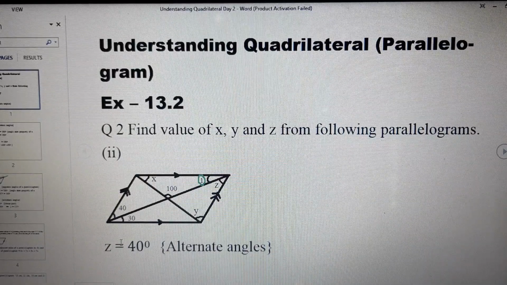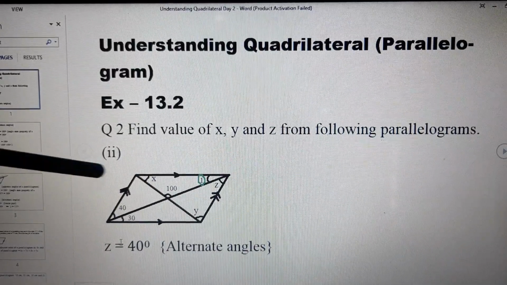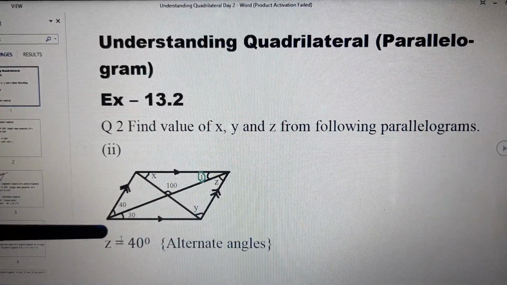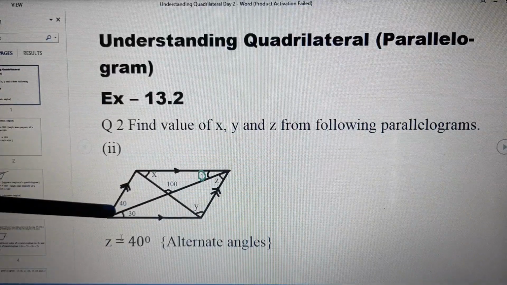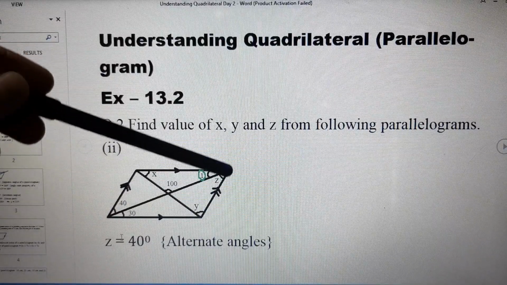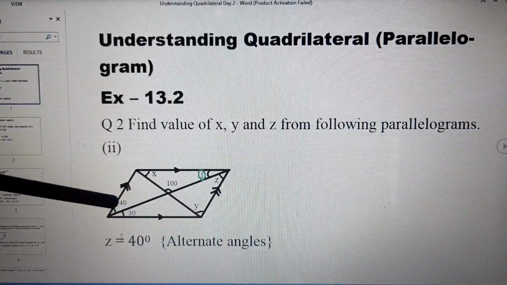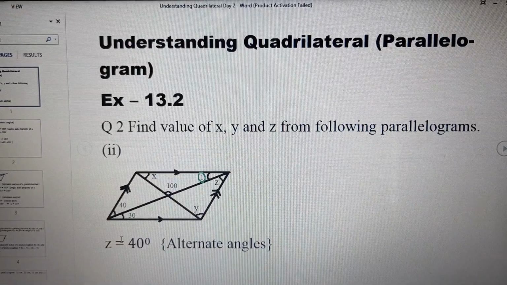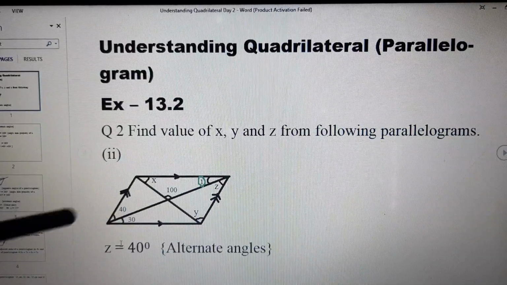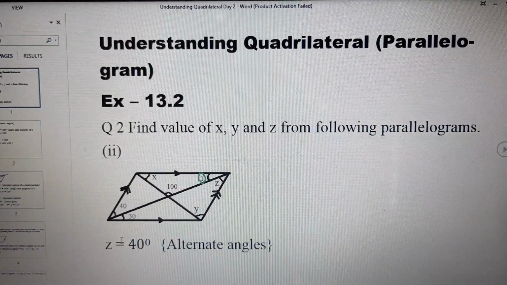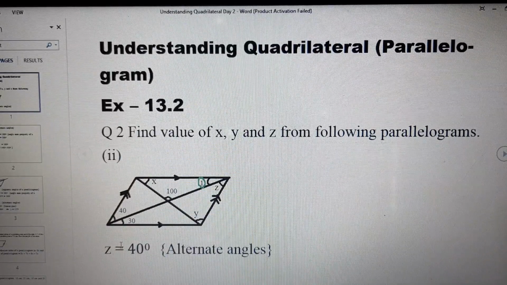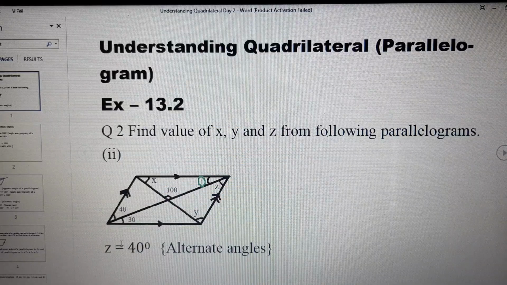Okay. Now coming to z. If you see the double arrow lines, and this line is working as a transversal, the double arrow lines are parallel to each other, it is again making a Z. It means z will be equal to 40 degree. Are you getting it? The angles which are formed at the edges or corners of the Z are basically the alternate angles. So here alternate angles will be equal, because the double arrow lines are parallel to each other. So z will be equal to 40 degree.